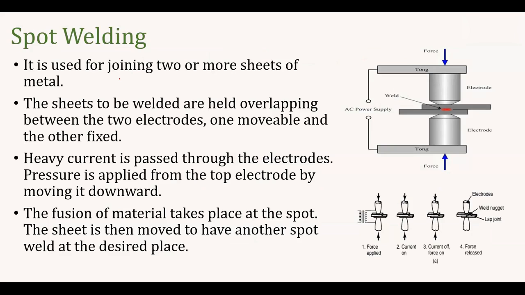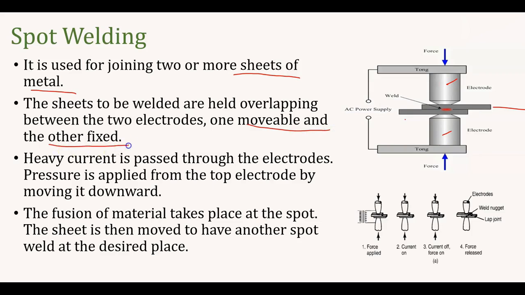Spot welding is a welding process used for joining two or more sheets of metal. Since this is used for sheet metal, it has a wide range of applications in automobile parts. The sheets to be welded are held overlapped between the two electrodes. So this is the sheet, and these are the two welding electrodes. One is movable and the other one is fixed.